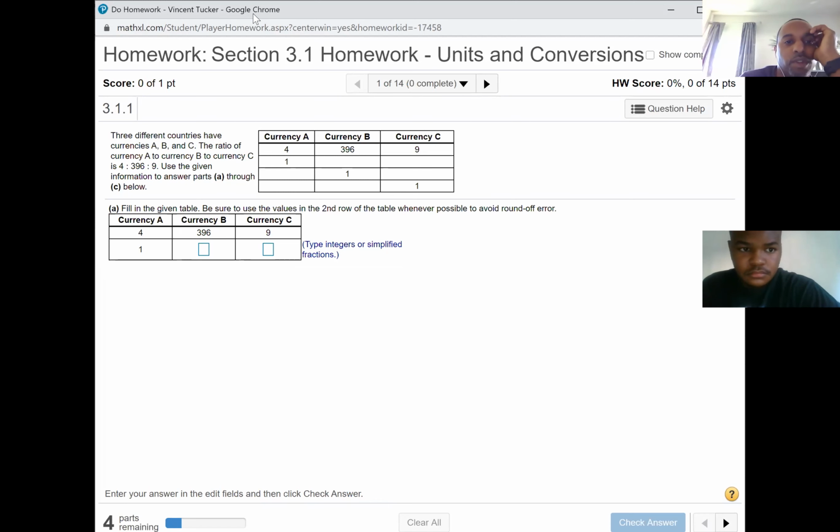C. The ratio of currency A to currency B to currency C is 4 to 396 to 9. So it says use the given information to answer parts A through C. What they did was give us part of our proportion and they wanted us to use that to calculate the rest of the chart. So when we look at currency A, we have a 4-to-1 ratio. So in order to find these 2 boxes, the boxes that are under 396 and 9, we would set it up this way.